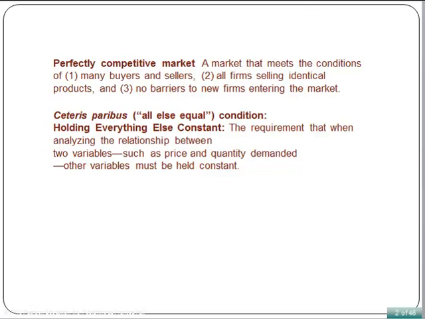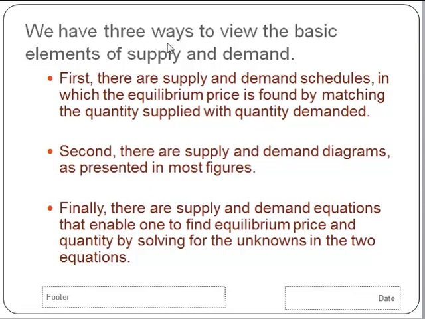We have three ways to study this model and view the basic elements of supply and demand. First, there are supply and demand schedules, in which the equilibrium price is found by matching the quantity supplied with the quantity demanded. Second, there are supply and demand diagrams, as presented in most figures. Finally, there are supply and demand equations that enable us to find the equilibrium price and quantity by solving for the unknowns in the two equations.